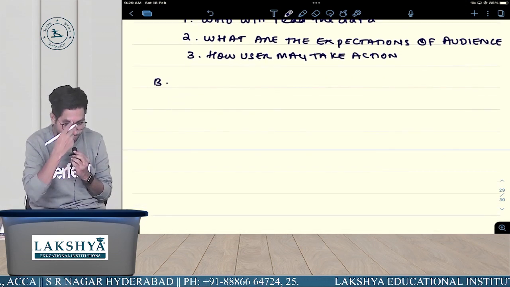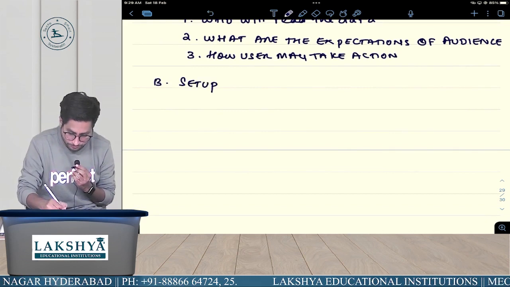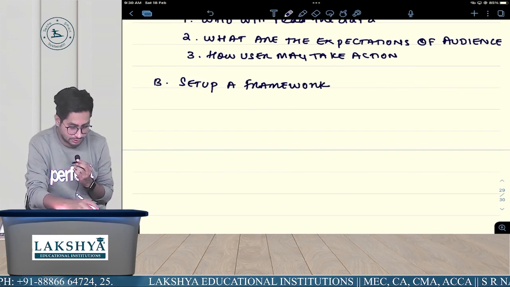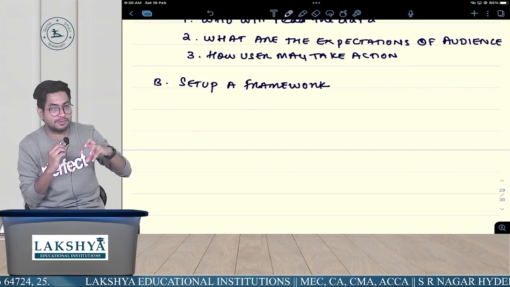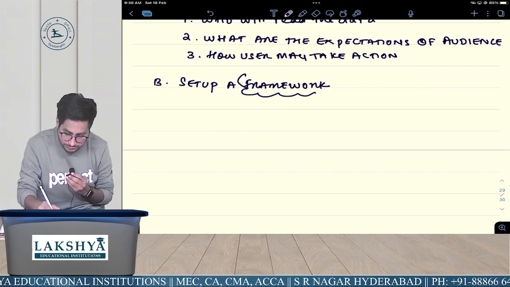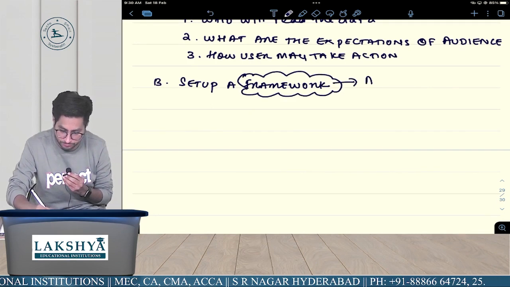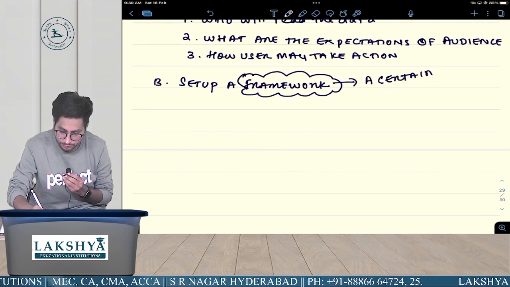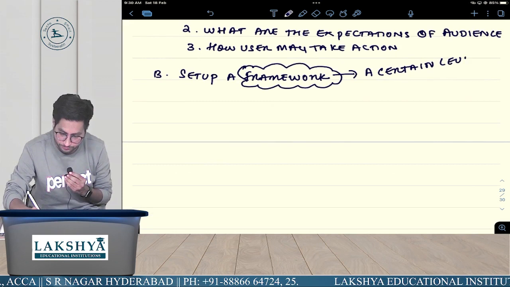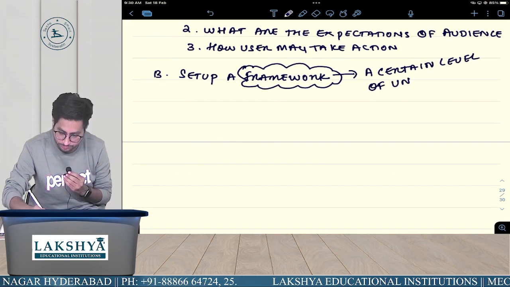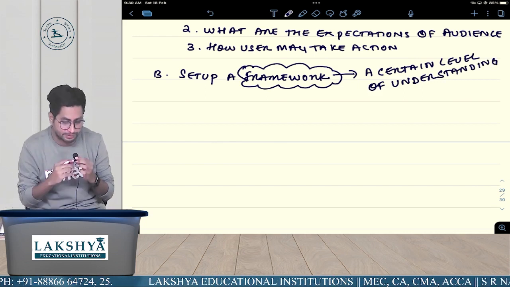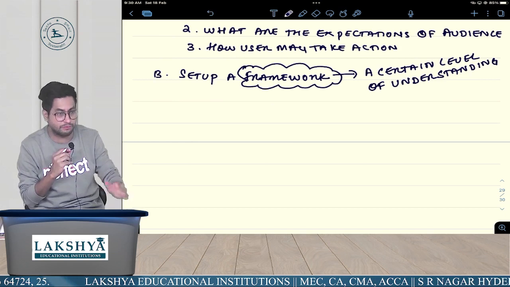Next, step number 2: set up a framework. Clear? Framework means a certain level of understanding. Don't write this in the exam, it is only to make you understand. Clear? Sir, what do we mean by framework? Framework means a certain level of understanding.